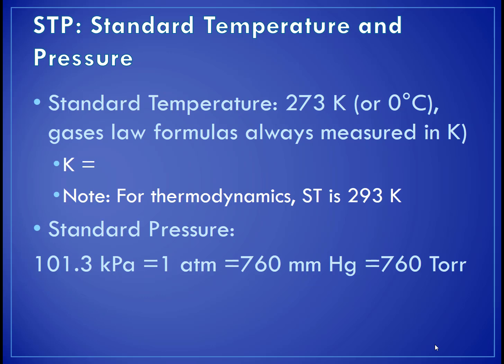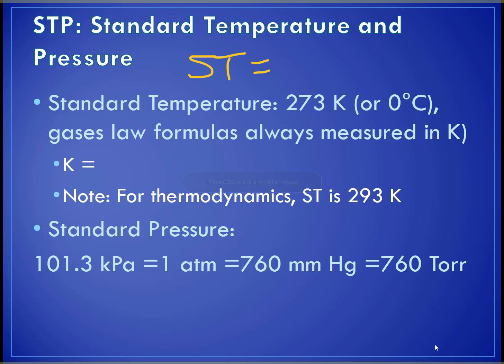Let's talk about standard temperature and pressure. It's also known as STP. So standard temperature for gases is really cold. It's 0 degrees Celsius. Now throughout this whole unit, do not use degrees Celsius. So always use the absolute temperature scale or the Kelvin scale. So 273 Kelvin is standard temperature. So anytime you see STP or just ST, you know that that means standard temperature. And so you know that it's 273 Kelvin.